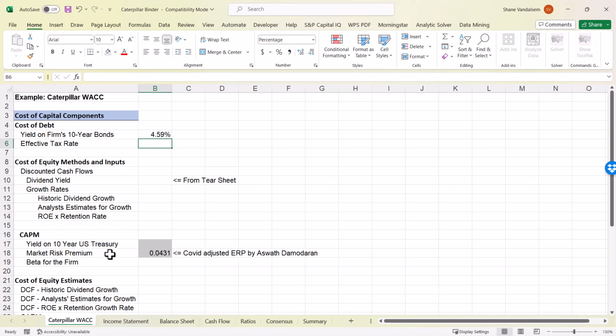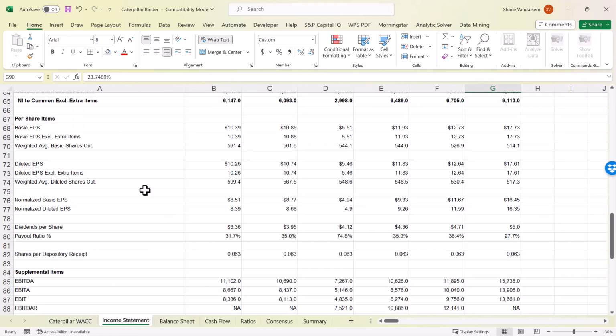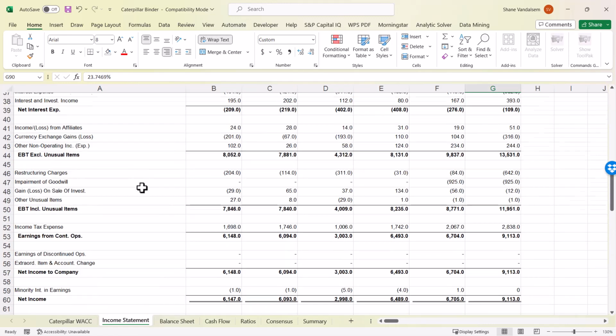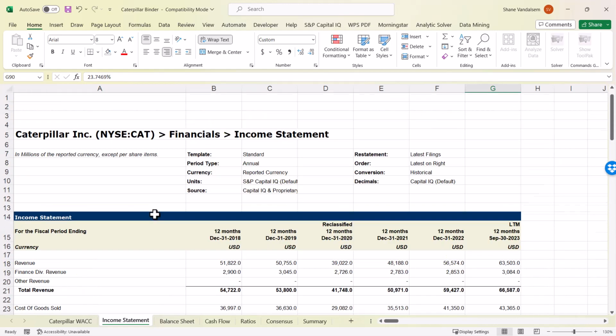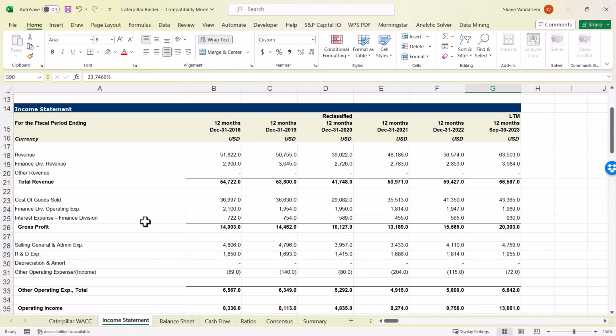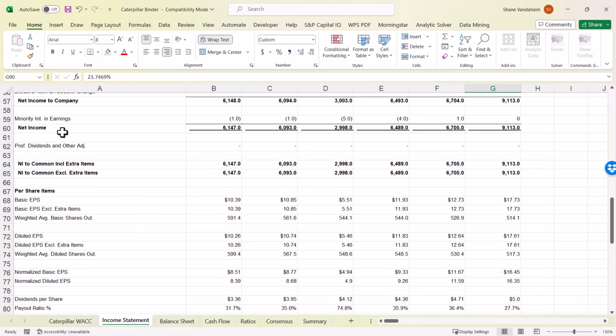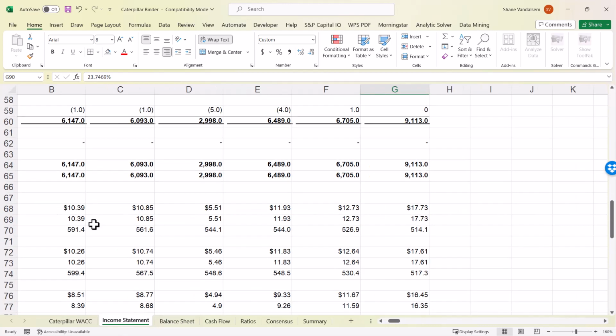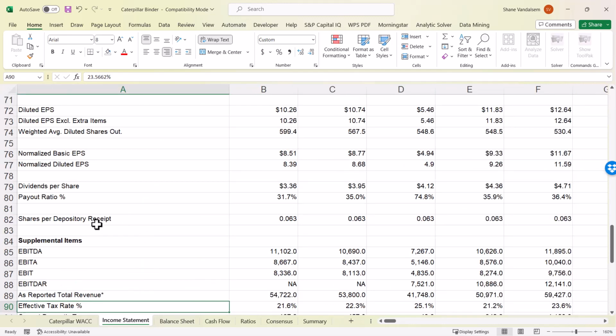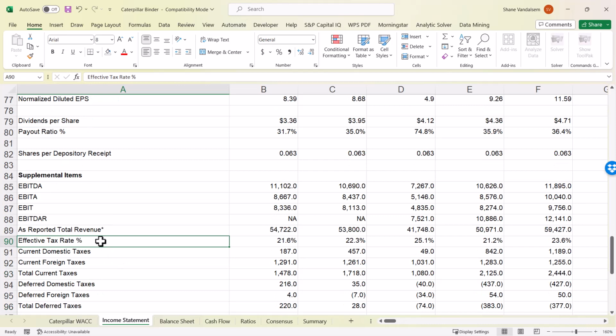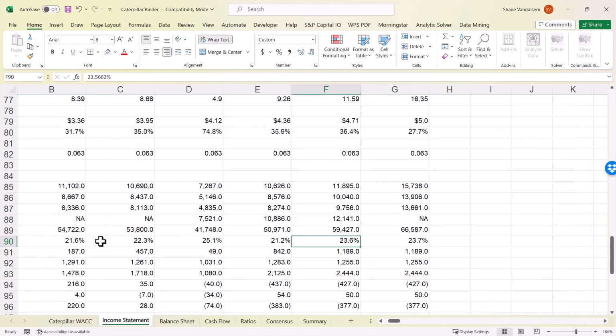I'm also going to look up the effective tax rate here on the income statement. So this is the income statement tab, and I'm scrolling down here, down below the net income. It'll have the effective tax rate, and for this company, that's on line 90 here, the effective tax rate percentage. We can see here that it's actually been very stable.